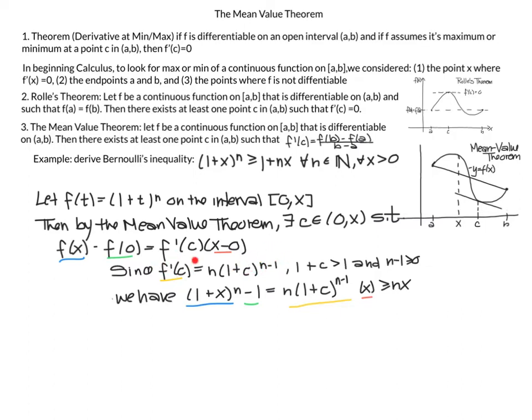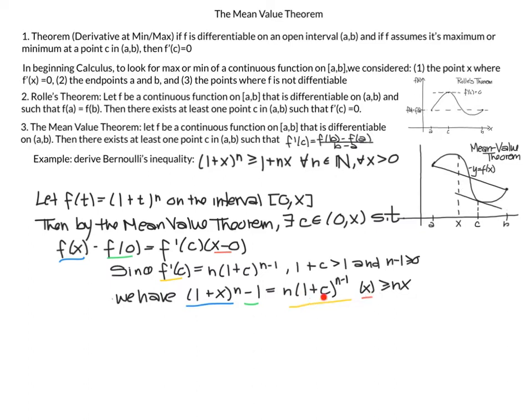So this is our derivative, f prime of c. Now, looking at this equation, my f of x, I have (1 plus x)^n minus f of 0. When I plug in 0 here, I'm just going to get 1. And that's going to equal f prime of c, which I have written here, n(1 plus c)^(n minus 1), times x minus 0, which is just equal to x.